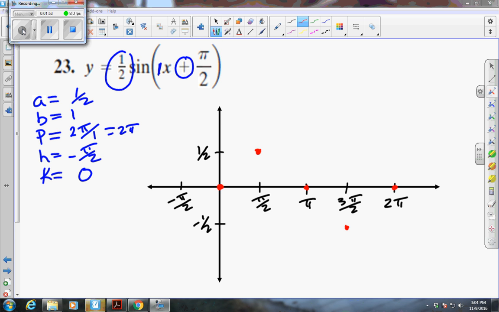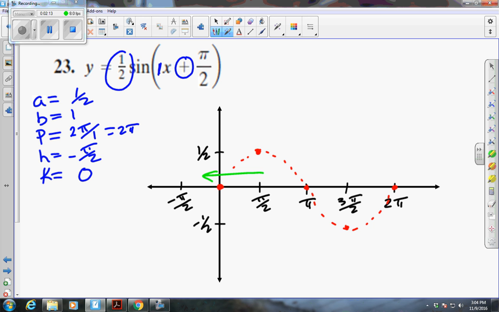Unfortunately, here there is a shift, so I've got to add something to this. This graph here is not my final graph. I know that I'm going to have to shift this to the left, pi over 2. Remember, the left means we're going to shift everything this way, pi over 2 units.